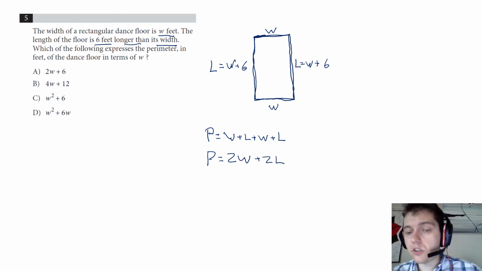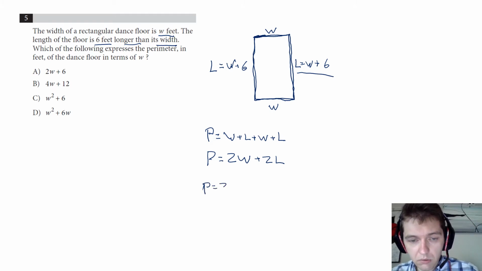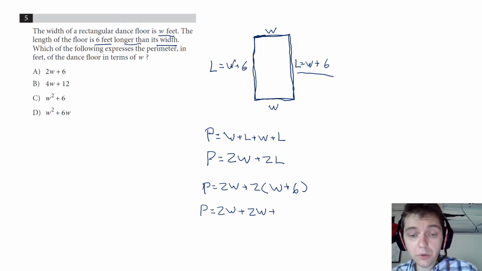Let's make this all in terms of W. We know that they gave us L is equal to W plus 6. So you have perimeter is equal to 2W plus 2 times W plus 6. Multiply that 2 out. You have perimeter is equal to 2W plus 2W plus 6 times 2 is 12, plus 12. Simplify that even further: 2W plus 2W is equal to 4W plus 12.